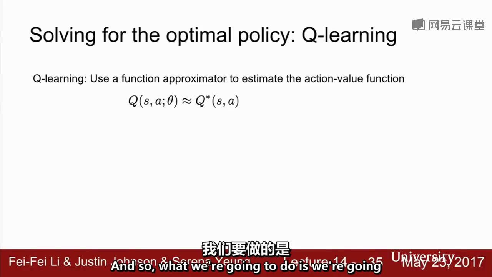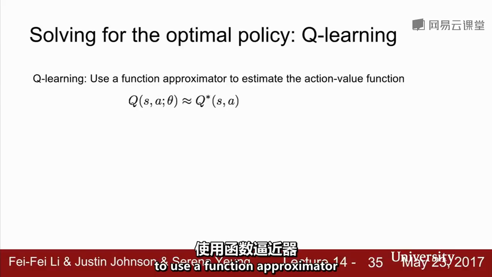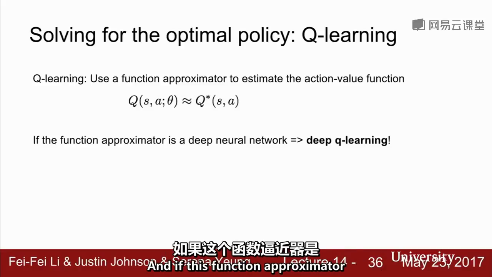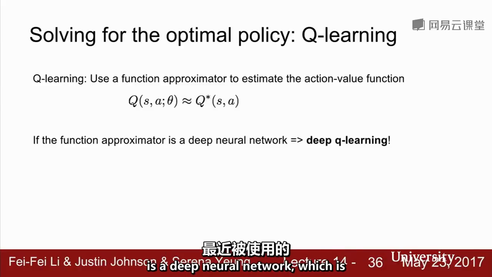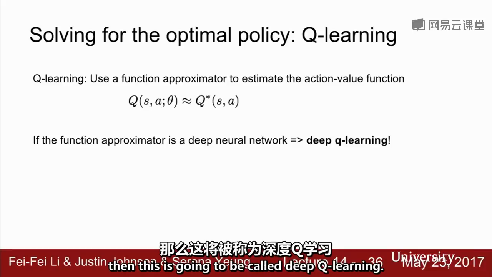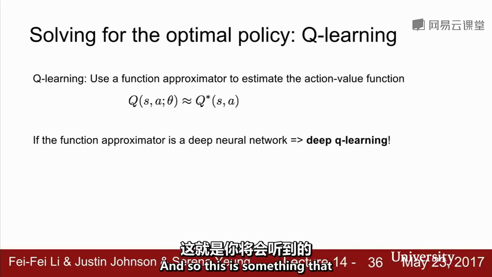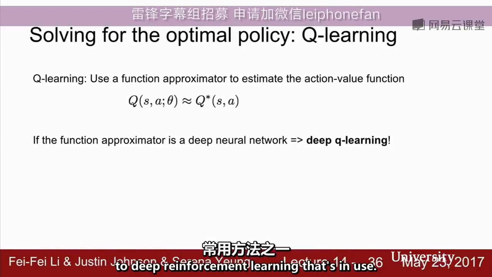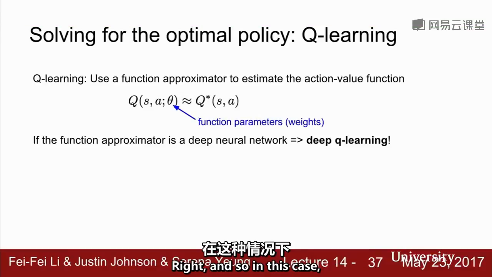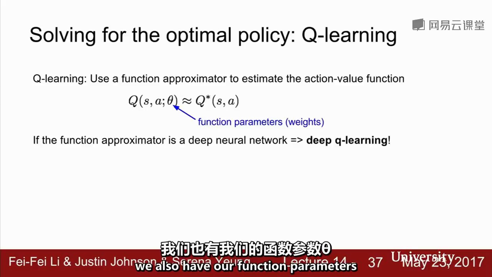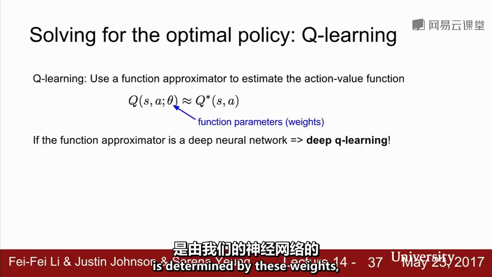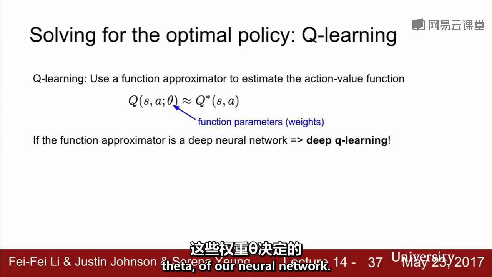What we're going to do is use a function approximator in order to estimate our action value function, right? And if this function approximator is a deep neural network, which is what's been used recently, then this is going to be called deep Q-learning. This is something that you'll hear around as one of the common approaches to deep reinforcement learning that's in use. In this case, we also have our function parameters theta here. So our Q-value function is determined by these weights theta of our neural network.